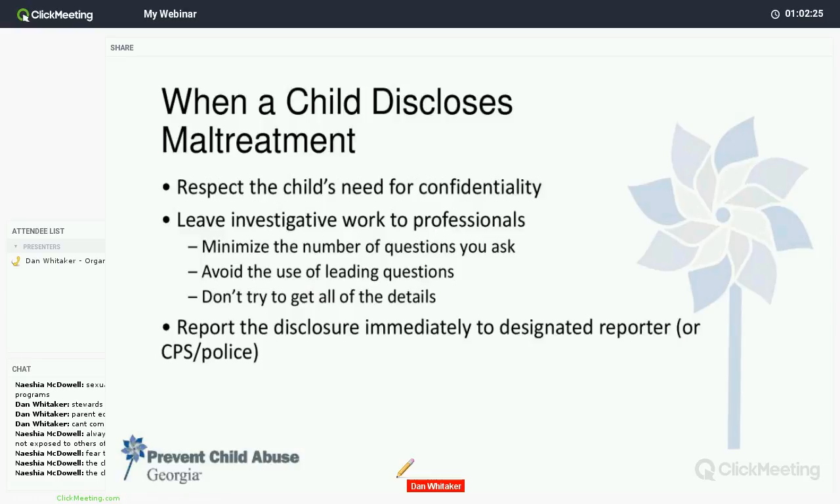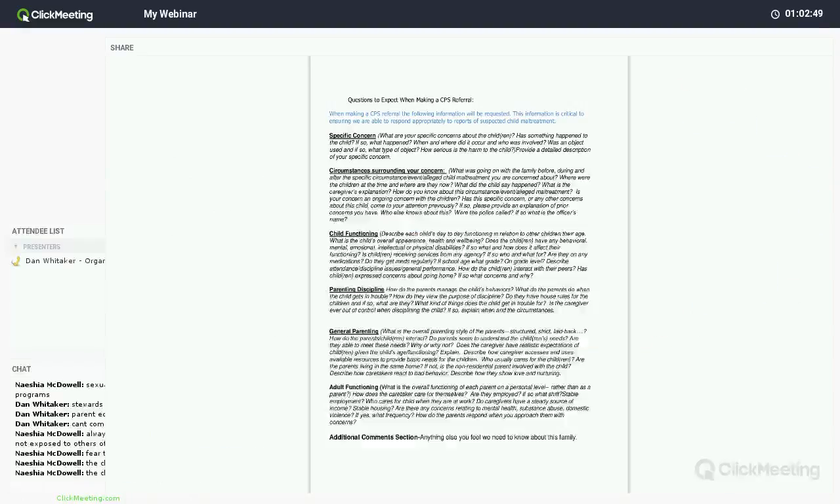Okay, so we want to respect the child's need for confidentiality. So just not involving anyone that doesn't need to be included, but letting the right people know. We want to limit the number of questions, avoid using leading questions, and don't try to get all the detail. We don't want to re-traumatize them. We want to really leave the investigative work to professionals and report disclosure immediately to a designated reporter or report it yourself.